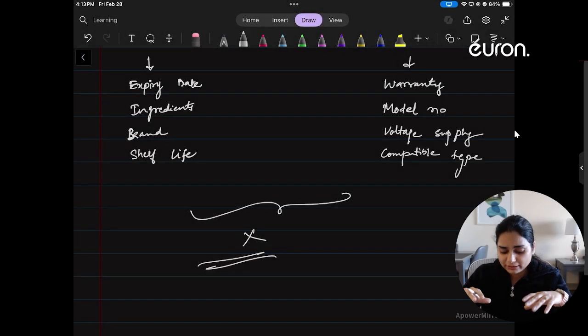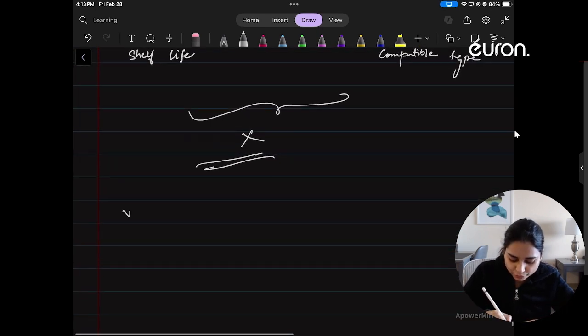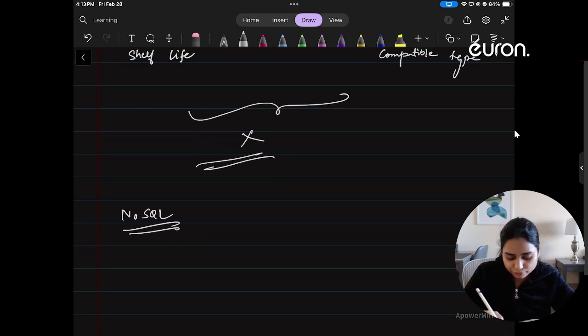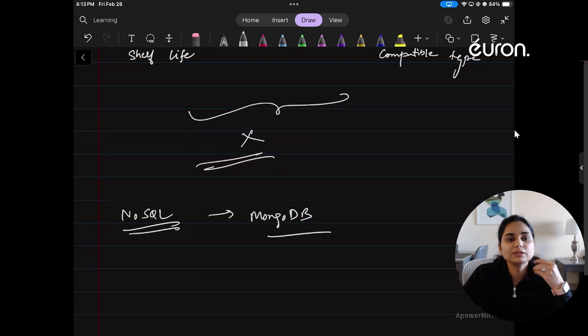Now, when you have such a situation where you cannot use RDBMS, that is where NoSQL is going to come into the picture. So NoSQL databases like MongoDB are going to offer some help here.